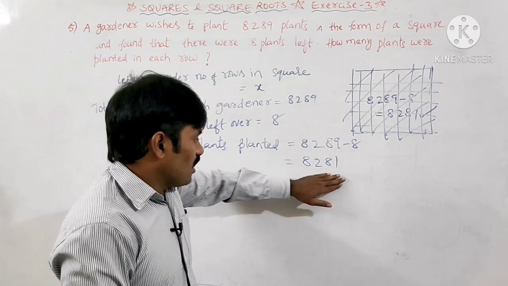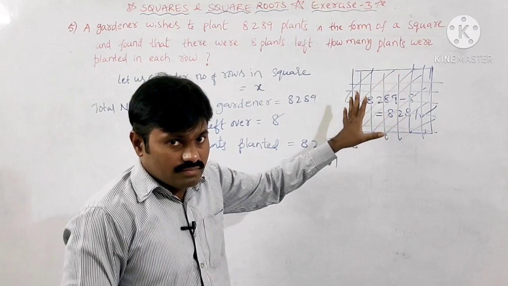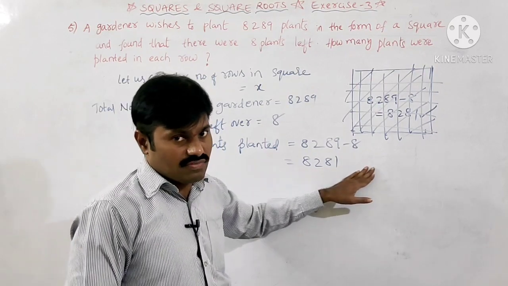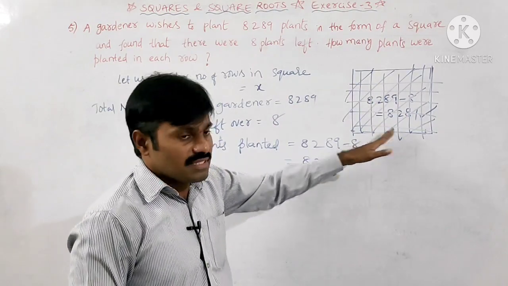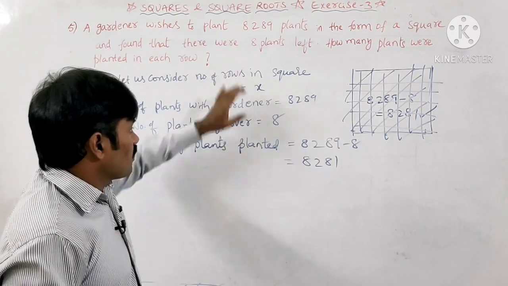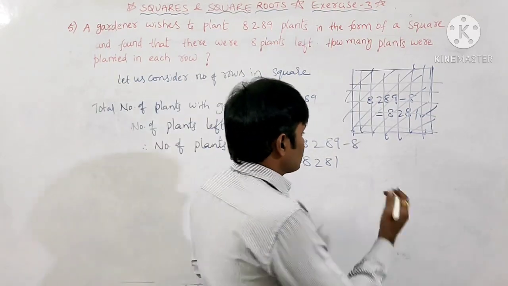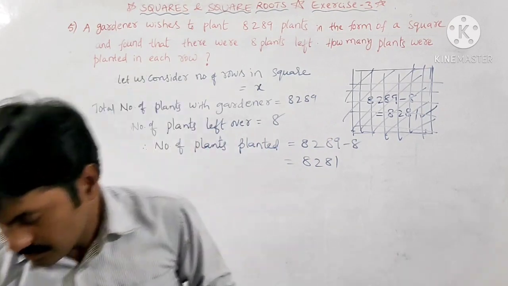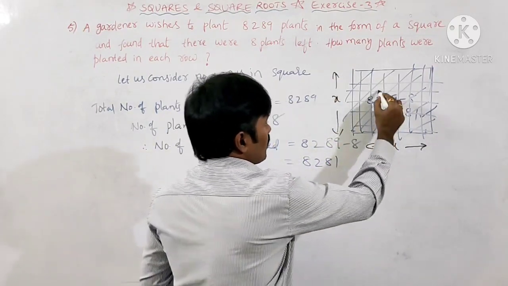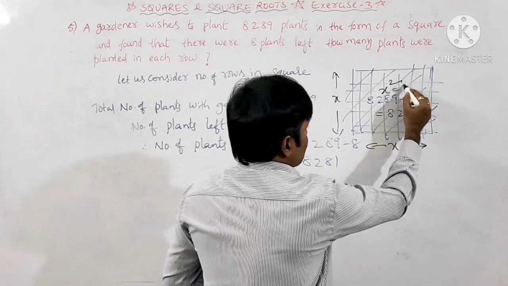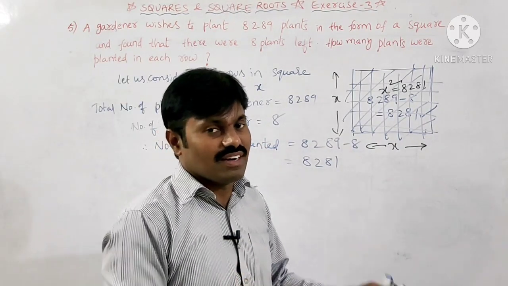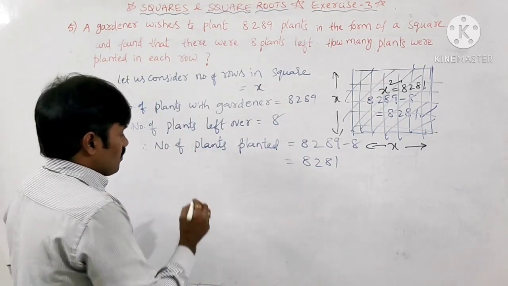Is it clear? Now, since it is in square form, can you guess what type of number it is? It is a perfect square. According to our problem, 8,281 plants are planted. How many plants will there be? x rows, x columns. This side x and this side also x. So x rows, x columns means the total will be x squared. But x squared is equal to how much here? 8,281.